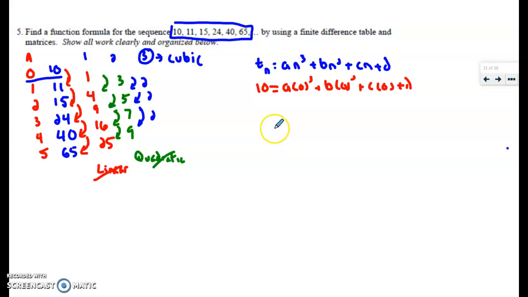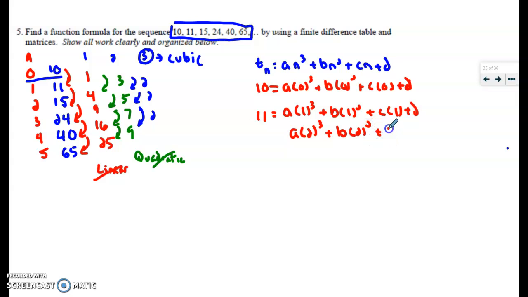Okay? Alright, so now I'm going to do the same thing with 1. I'm going to put 1 into this equation. The goal is for me to find out what a, b, c, and d are. So I got a times 1 cubed plus b times 1 squared plus c times 1 plus d. That is going to equal 11. And then I'm going to keep doing it. So I'm going to plug 2 in. So I have a times 2 cubed plus b times 2 squared plus c times 2 plus d equals 15.